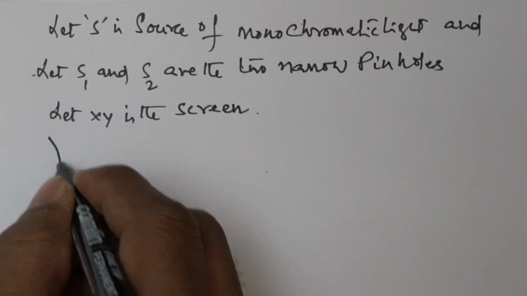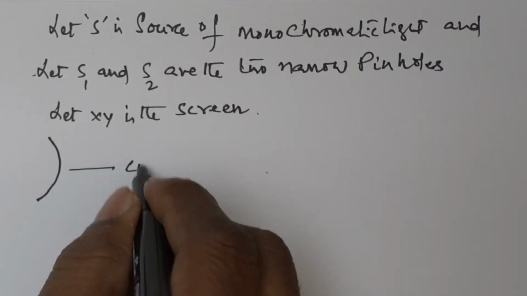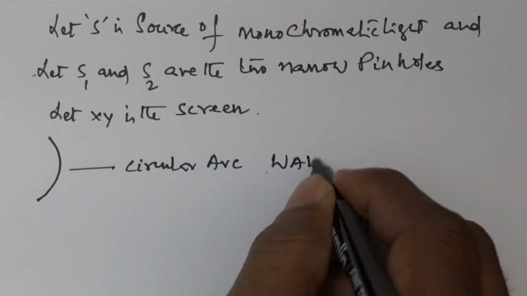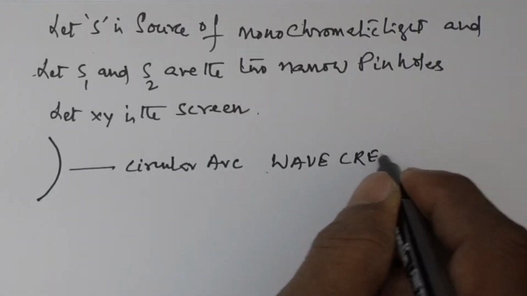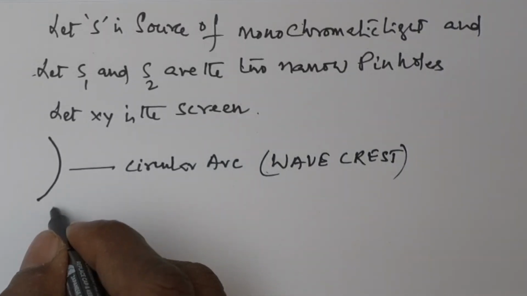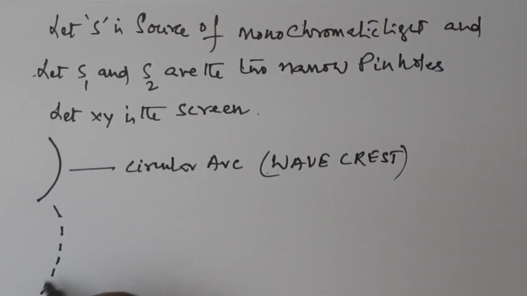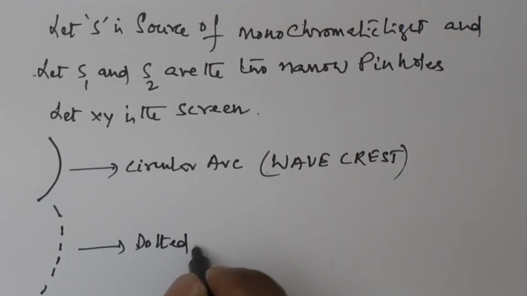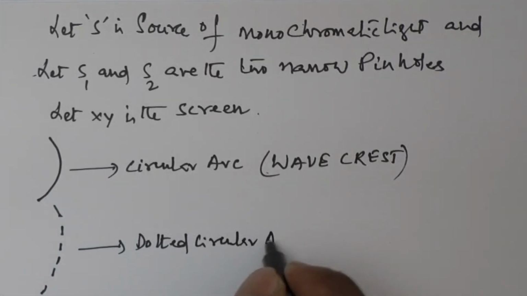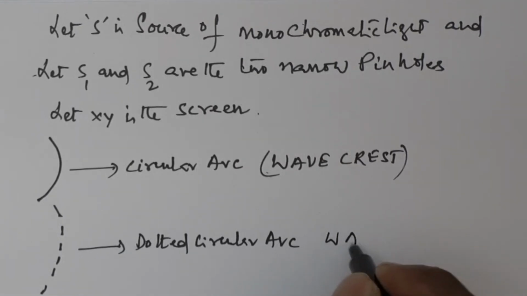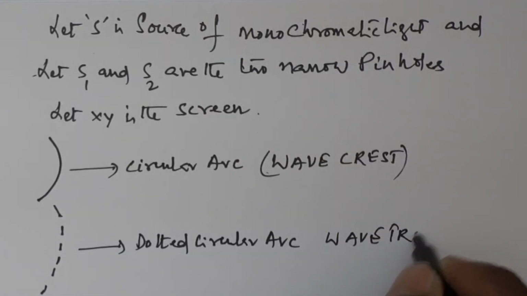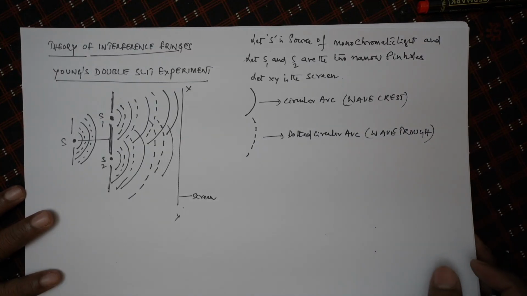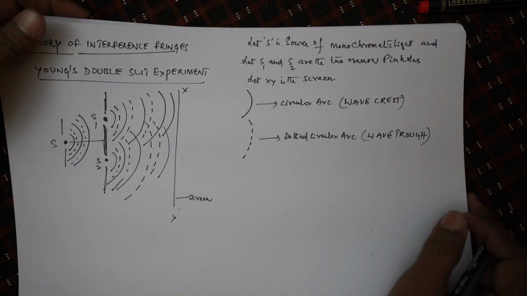Let this representation be called a circular arc. We are calling it a wave crest. And this is called a dotted circular arc. I can name it as a wave trough. Now to get the interference pattern, we have three possibilities, my dear students. So what are the three possibilities here?